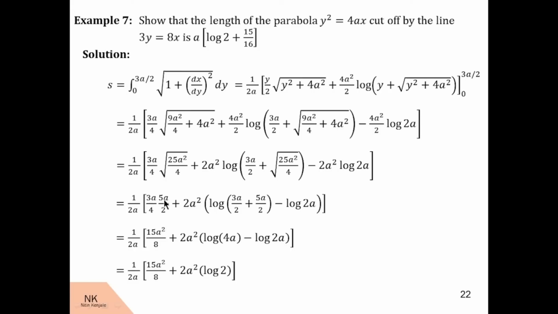When we multiply these terms, we have 15a square by 8. Now let's take out this common a square and we multiply this 1 by 2 inside the bracket. So we have a square by a outside and 15 by 16 plus, this 2 gets cancelled, log 2 inside the bracket. Now this square and a will get cancelled. So we get the length as a into 15 by 16 plus log 2, which is the required length of the curve.